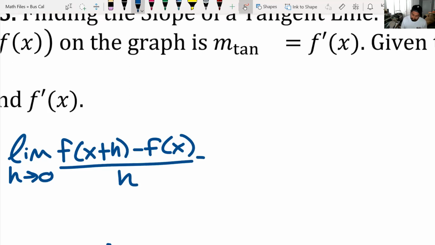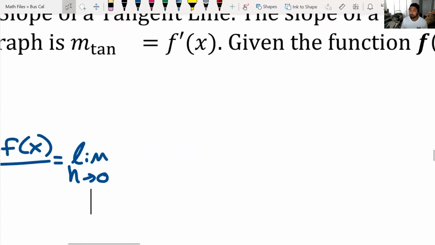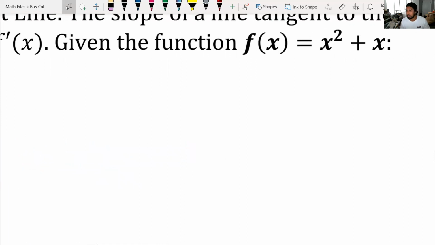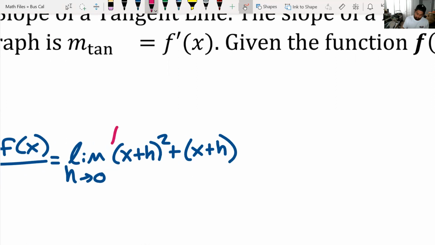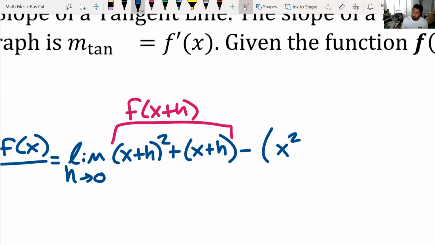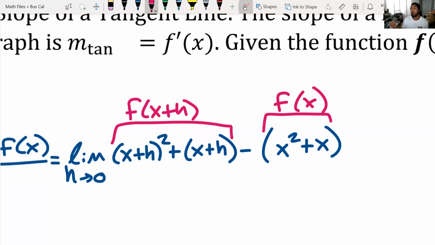Okay, so we're gonna say the limit as h approaches zero, we're now gonna take this function that we are given and plug in x plus h for all the x's. So we'll have x plus h squared plus x plus h. So right here, this is f of x plus h minus the original function of x squared plus x. This is f of x. And of course, we put it all over h.